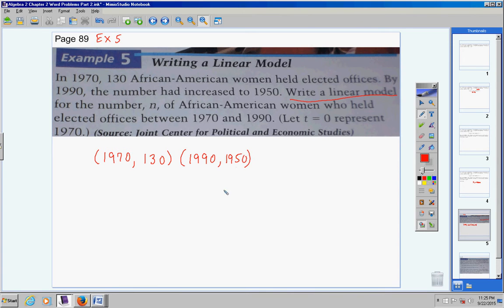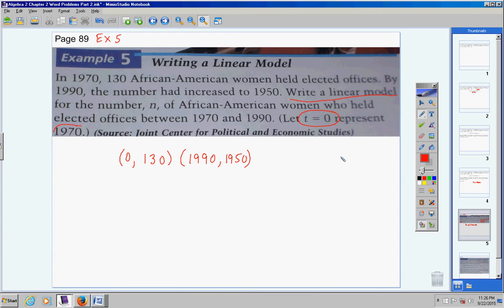Now, I've got a couple ordered pairs. This is looking really good, but I have a problem. I do not want to use 1970, nor do I want to use 1990. How do you know that, Mr. Earhart? This right here: t equals 0 represents 1970. So for 1970, I'm going to use 0. So I'm going to put 0, comma 1930.